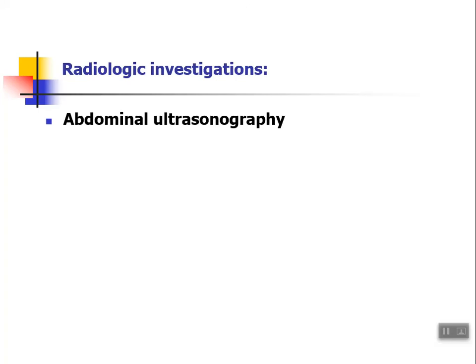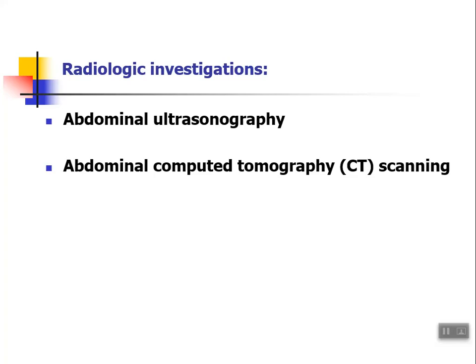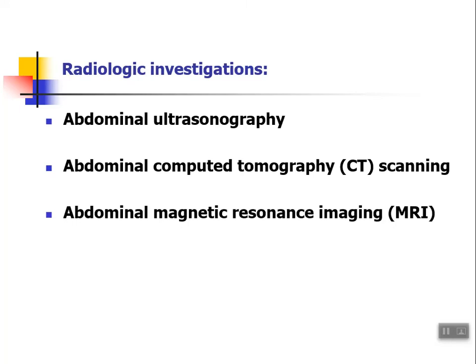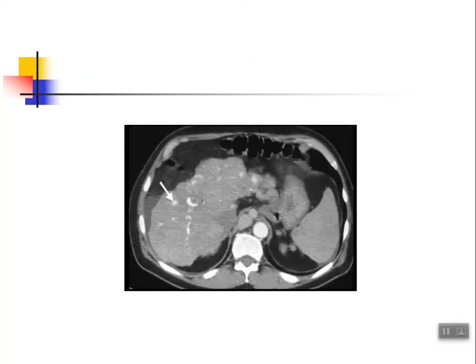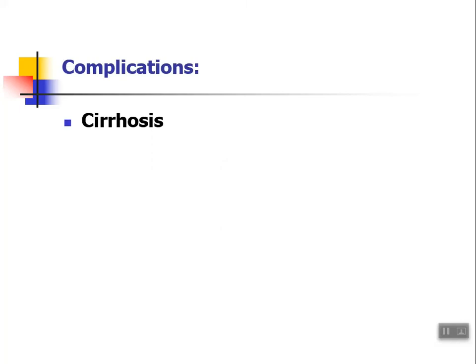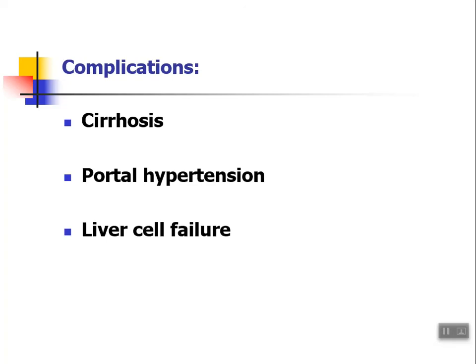Radiologic investigations include abdominal ultrasonography, which is a simple bedside diagnosis, abdominal CT scan, and abdominal magnetic resonance imaging (MRI). This is a CT picture, CT film. Complications: liver cirrhosis, portal hypertension, liver cell failure, hepatocellular carcinoma.